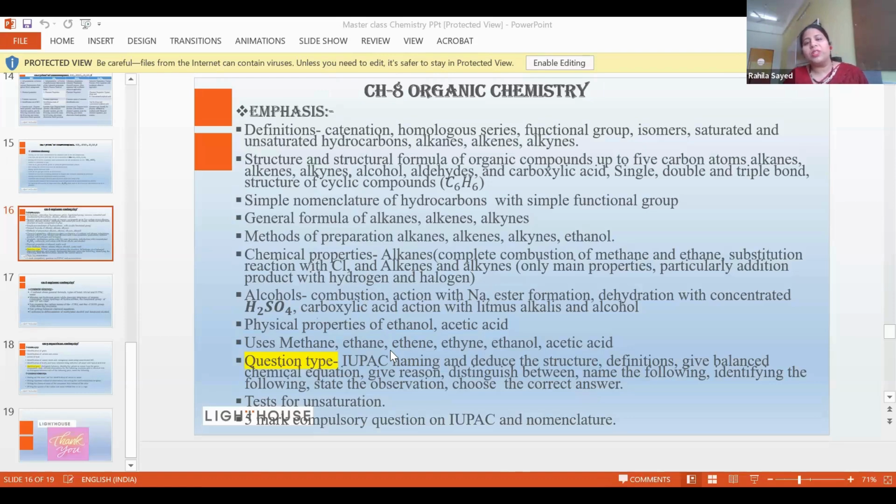And when they are asking you to draw the structural formula, see to it that you draw the entire open formula. Don't write the condensed formula over here. If you write the structural formula, it becomes easier for you to find out whether you have made any mistake over there or not.